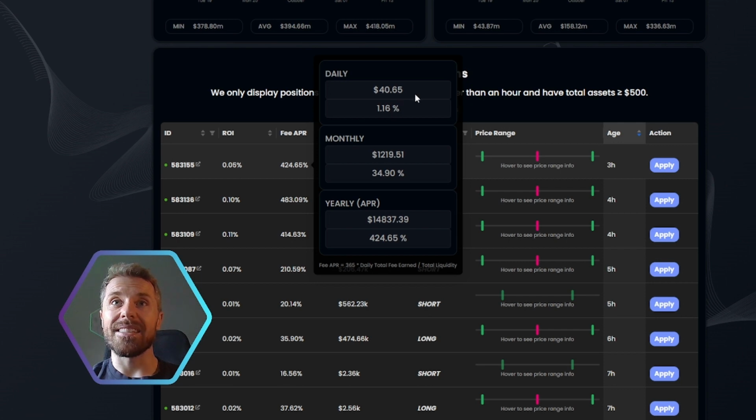Daily, they will get $40, and yearly, without compounding, APR is simply the returns that we'll get if they just let the fees accumulate and did not compound it back into their position, which you can do on Uniswap. You just have to do it manually. They will get a 400% return on their initial deposit. Now, of course, this isn't guaranteed. This is going to depend on where price moves, if they're able to actually keep around the price point.